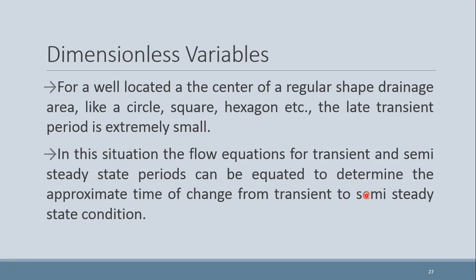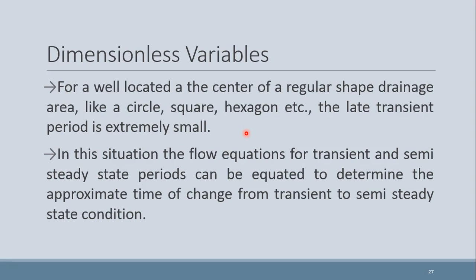For a well located at the center of a regular shaped drainage area like a circle, square, hexagon, etc., the late transient period is extremely small. Why is the late transient period extremely small? Because the well is located symmetrically inside a regular shaped closed body. So the pressure disturbance that is created at the well will reach the boundary at the same time in all directions, and that is why the late transient period is small.